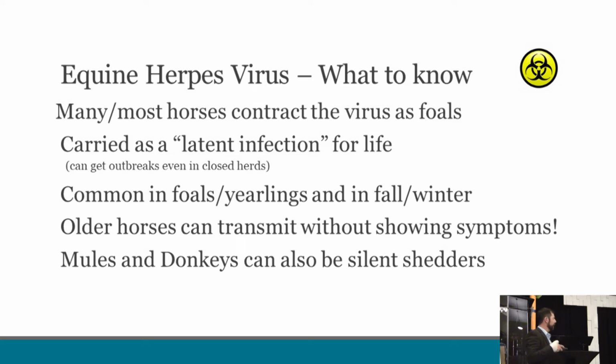So what do we need to know about herpes virus? It's important to realize that many or even most horses will contract this virus as foals. They then carry it for life as a latent infection, okay? So a more common clinical presentation is to see signs of infection in foals and yearlings, usually around the fall or the winter. However, our older horses that have been infected in the past and maybe got over that infection a long time ago can still potentially transmit that virus without showing symptoms, okay? And mules and donkeys can also be silent shedders.